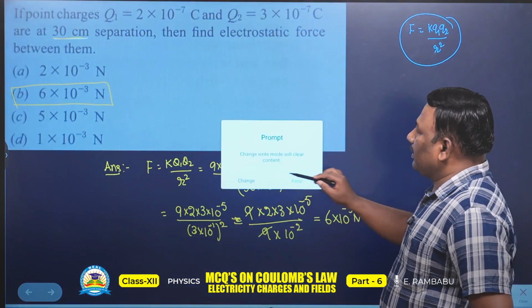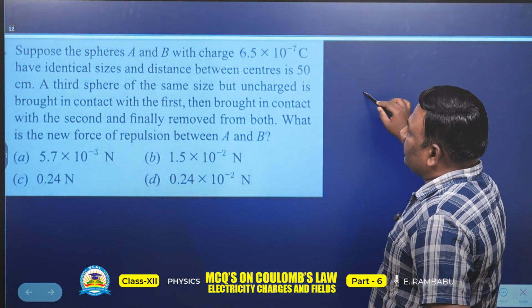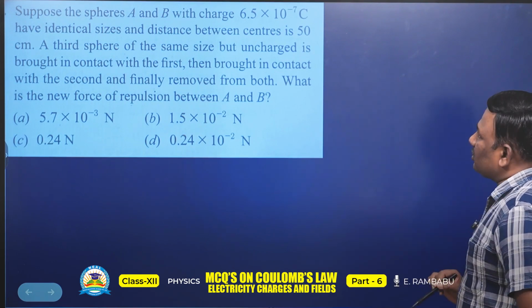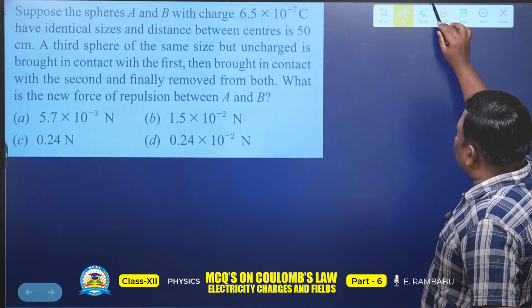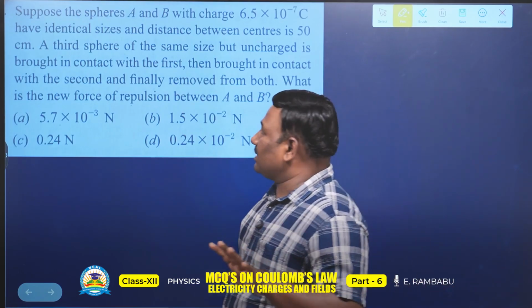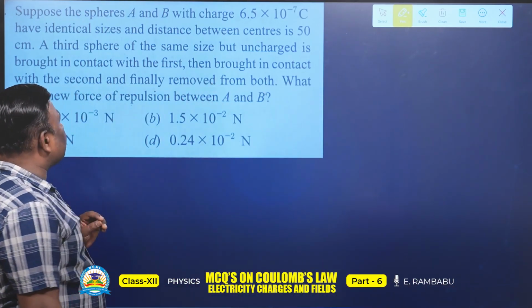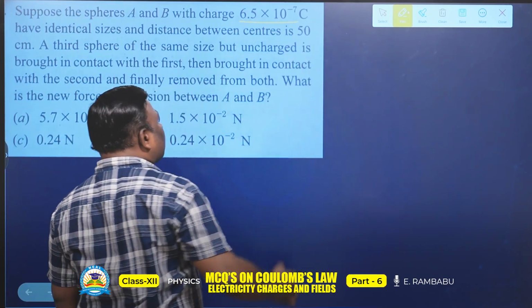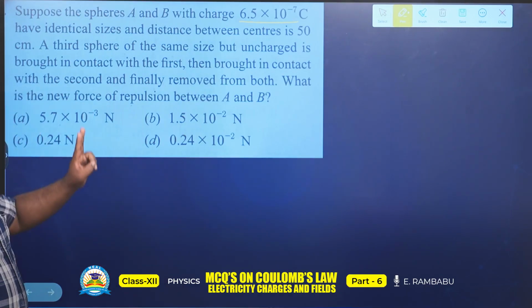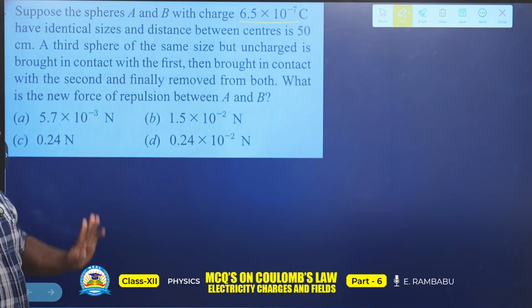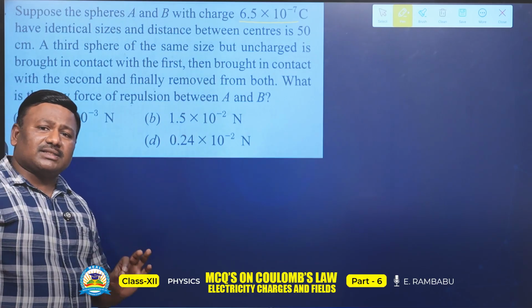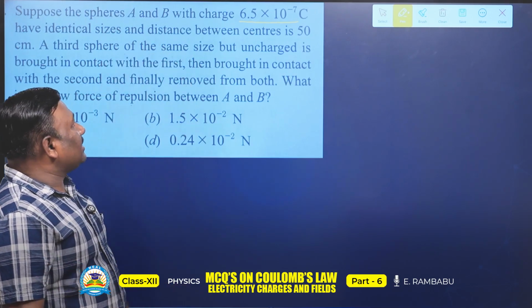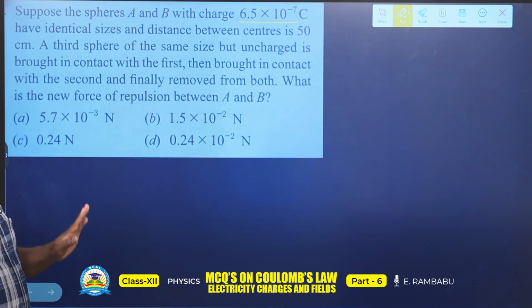And next problem. This problem looks lengthy, but we can do it with the help of a simple shortcut technique, so try to understand this. First, understand the concept. Two spheres A and B, having charges 6.5 into 10 to the power minus 7 coulomb, have identical size, and the distance between their centers is 50 centimeters.